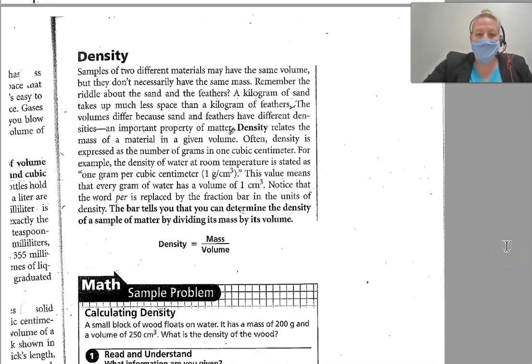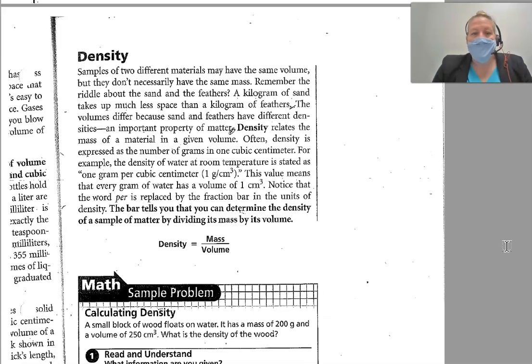Density. Samples of 2 different materials may have the same volume, but they don't necessarily have the same mass. Remember the riddle about the sand and feathers. A kilogram of sand takes up much less space than a kilogram of feathers. The volume differs because sand and feathers have different densities, an important property of matter.